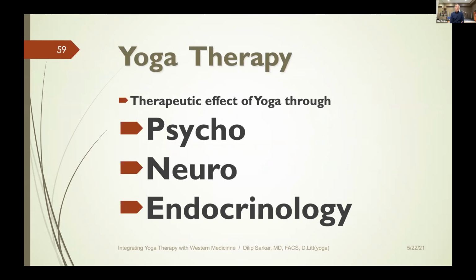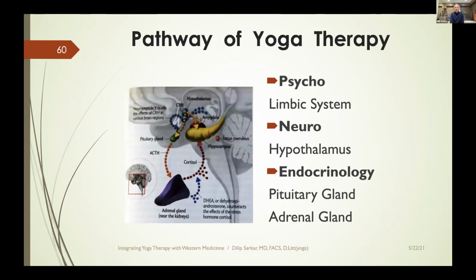We call it psychoneuroendocrinology. What does psychoneuroendocrinology mean? When you establish yoga therapy, you establish a relaxation response, and it affects your limbic system. Remember, the limbic system is beyond your motor and sensory cortex. This is your amygdala and hippocampus. Amygdala responds to fear, hippocampus to your memory.